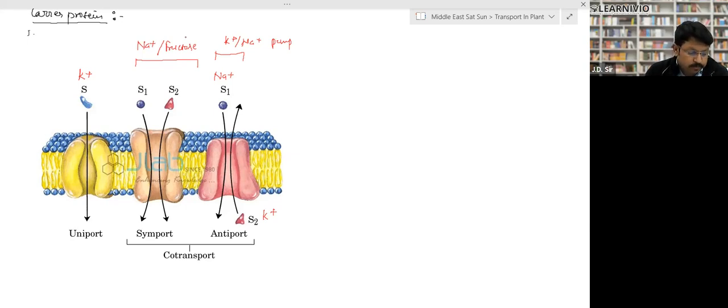Next point, uniport. When a molecule moves across the membrane independent of other molecules, the process is called uniport.